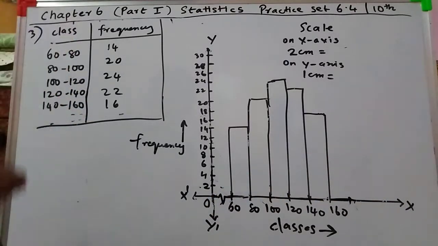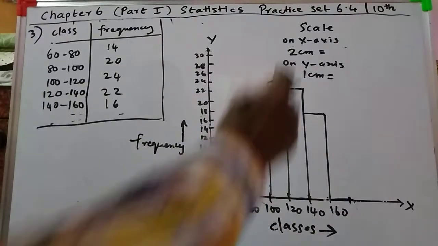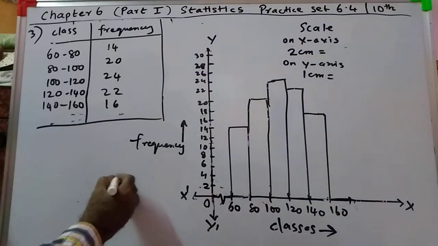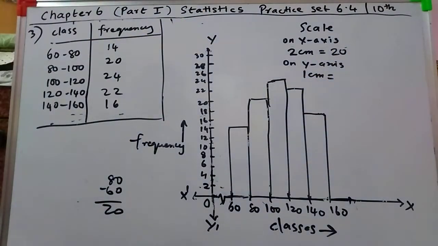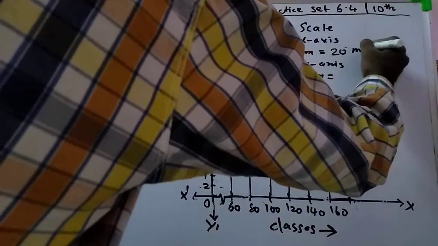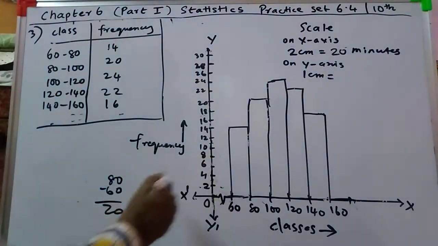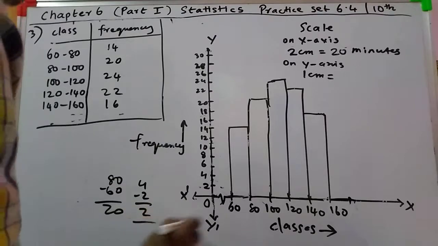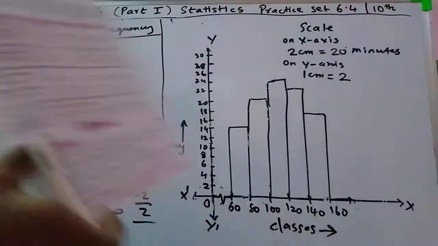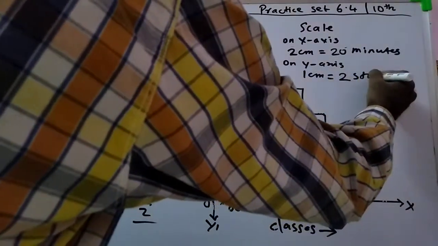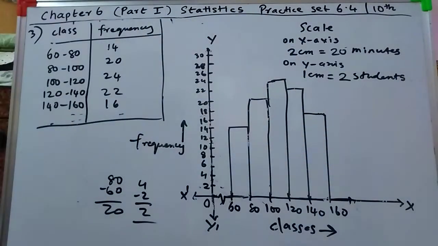Now we have to find the scale on x-axis. Scale on x-axis 80 minus 60. Okay. 80 minus 60 is 20 minutes. So the 20 minutes you write it. And for y-axis 4 minus 2. 4 minus 2 is 2. That we write 2 here. And we write 2 student. That will be 2 student. Okay. So this is the answer for this. I hope you got this. Now let's move on to next.